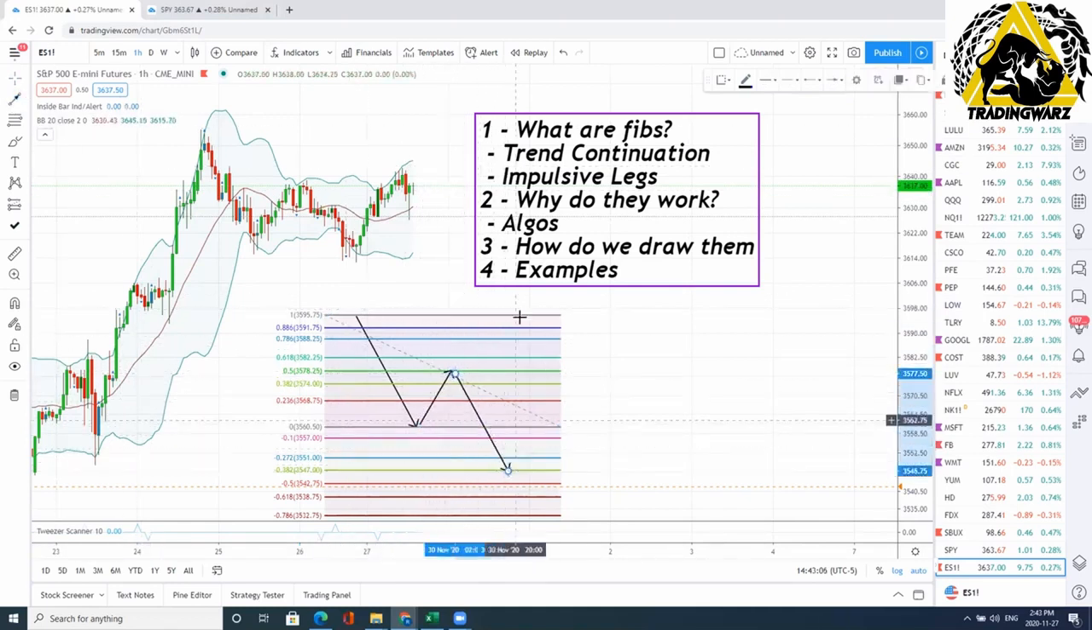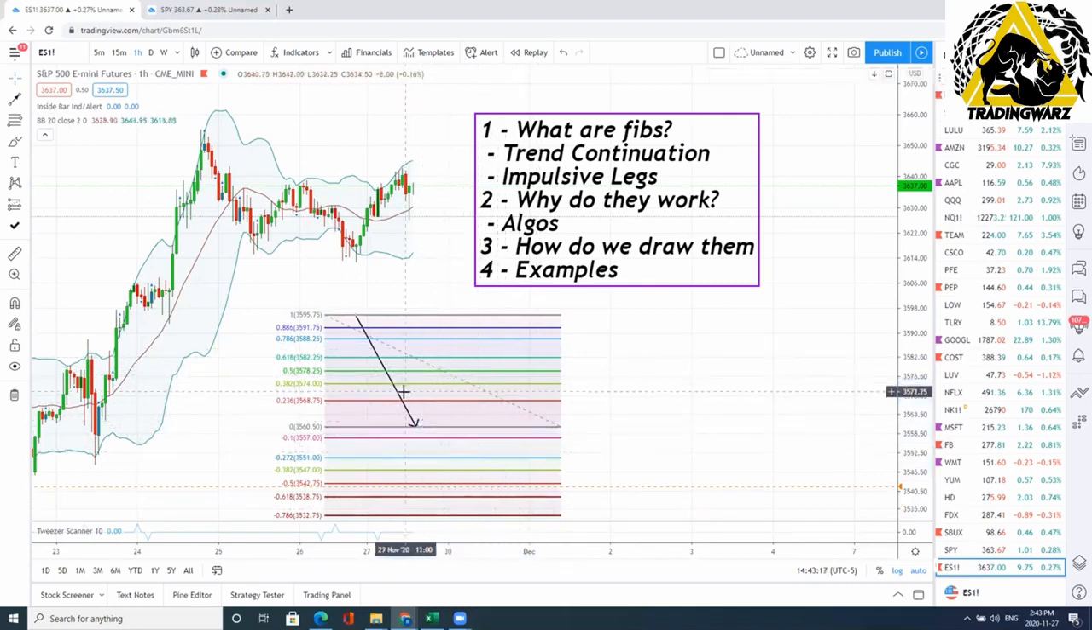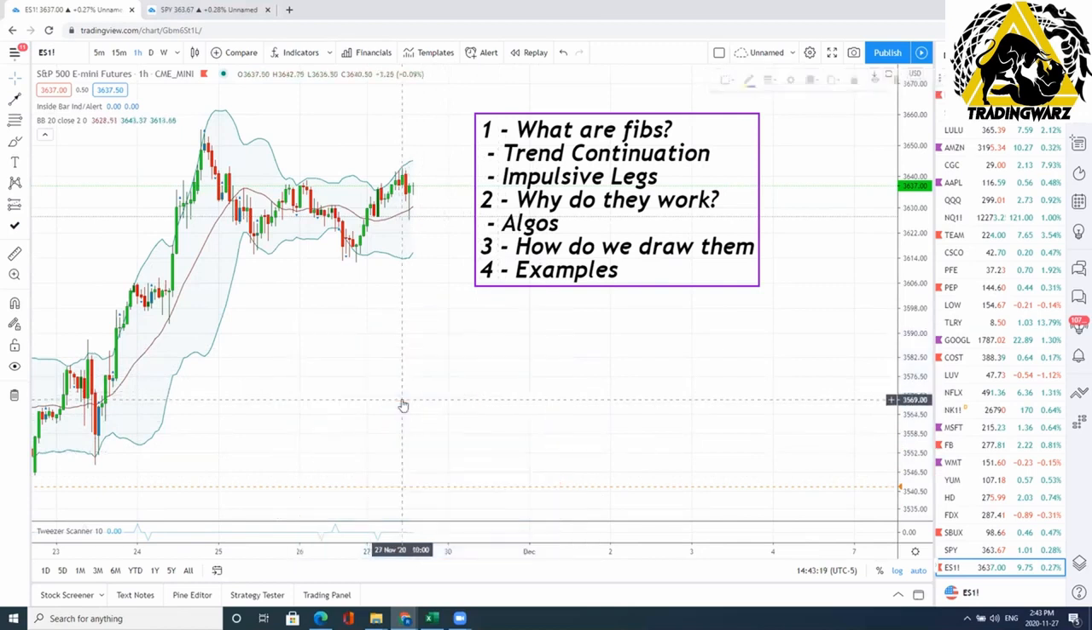So this is the premise of fib. It's retracement of the leg with the possibility of continuation or at least a bounce. And when you build systems, you have to use this thesis in order to build profitable systems in trading.